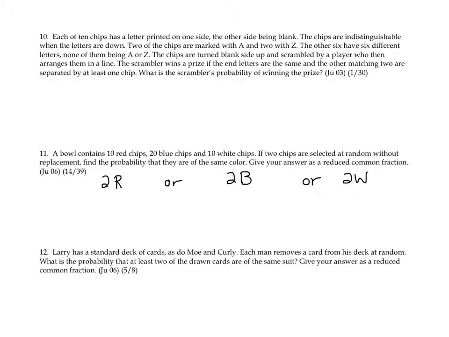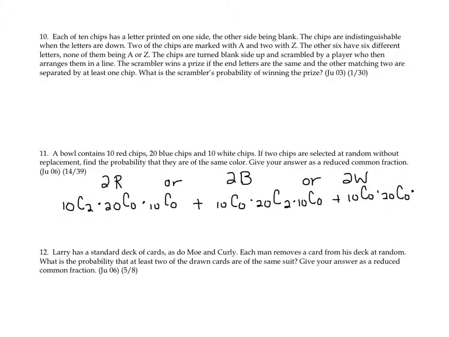Well, this is pretty basic now. That means I have 10 reds and I want to choose 2. You might not do this, but I like to always finish it off. I have 20 blue and I'm choosing 0. I have 10 white and I'm choosing 0. Or I'm comfortable with 2 blue. So I have 10 red, I want none. And I have 20 blue and I want 2. And I have 10 white and I want 0. Or finally, I have 10 red, I want 0. And I have 20 blue, I want 0. And I have 10 white and I want 2.